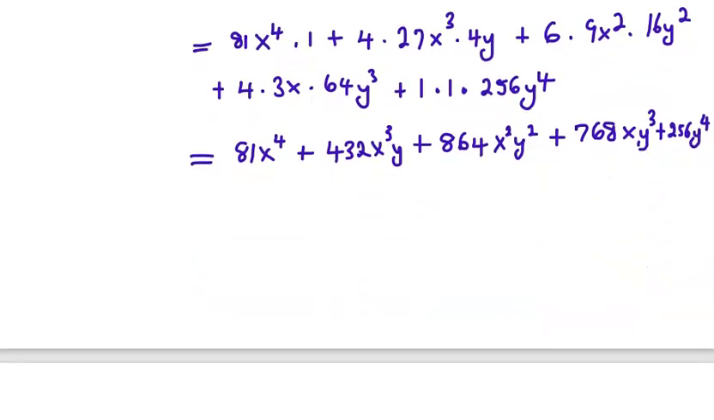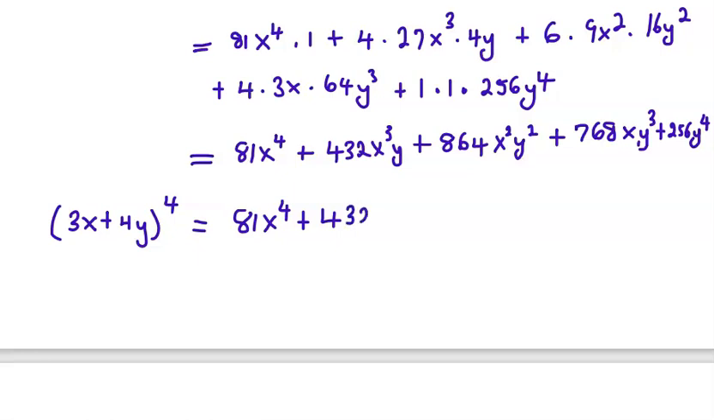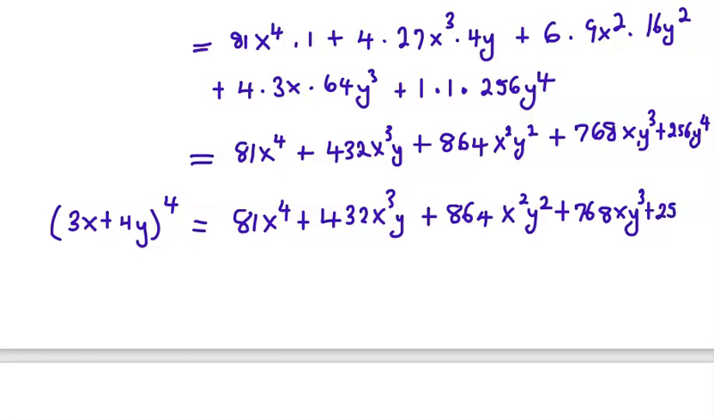So in conclusion, we can say that 3x plus 4y to the power of 4 is equal to 81 x to the power of 4 plus 432 x cubed y plus 864 x squared y squared plus 768 xy cubed, then plus 256 y to the power of 4.